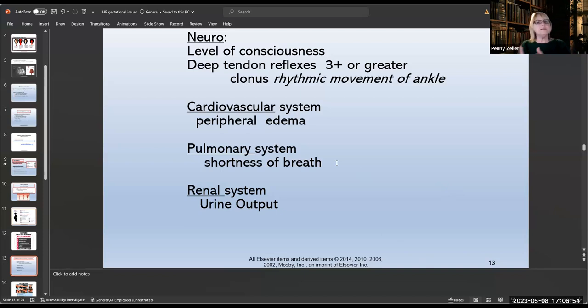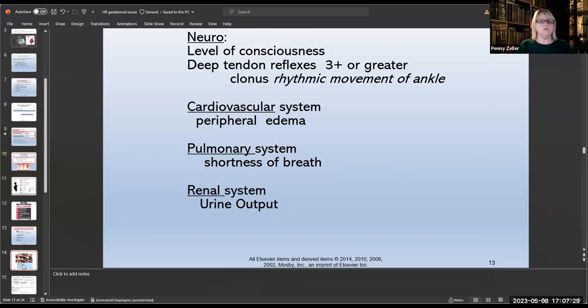Okay, so hyperactive deep tendon reflexes indicate cerebral irritability. So she's going to have a seizure. We need to assess her cardiovascular system. Listen to her heart. What's her blood pressure? Is she having trouble breathing? What about peripheral pulses, edema? Check her urine output. The kidneys. Not only would you see protein in her urine, but her kidneys are being injured. So you're going to see reduced urine output. I'm going to put this all together for you in a minute.